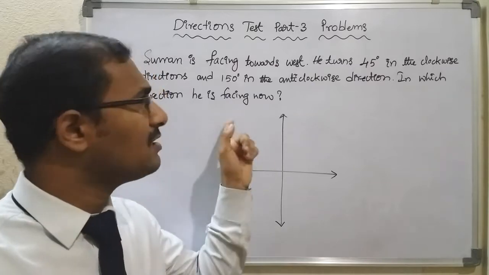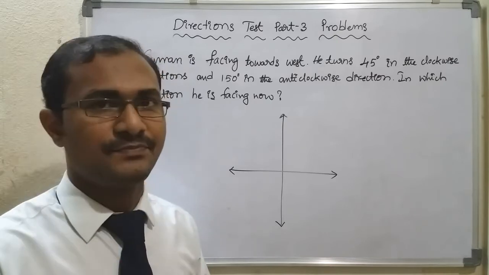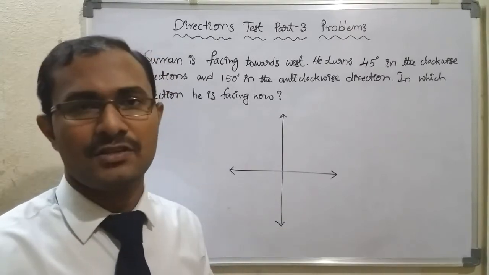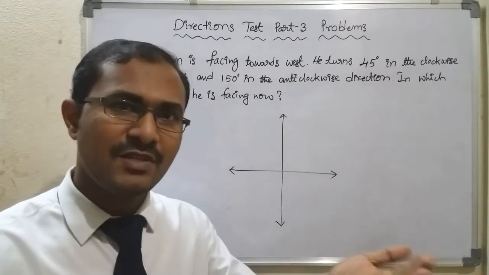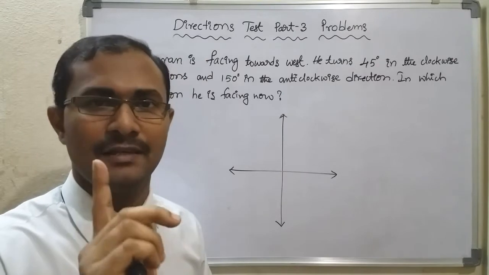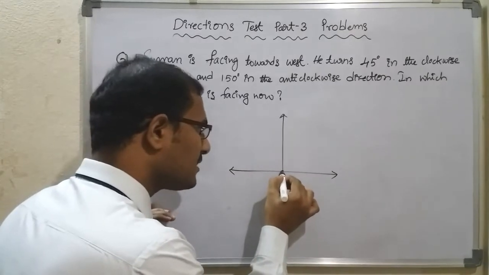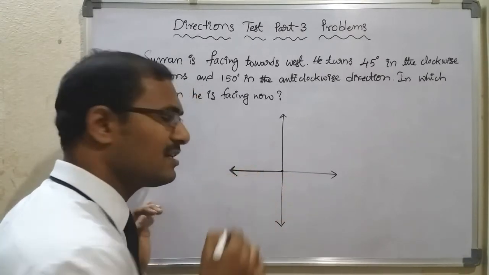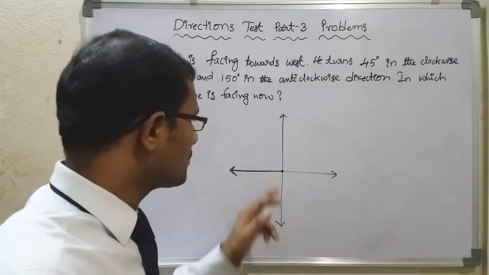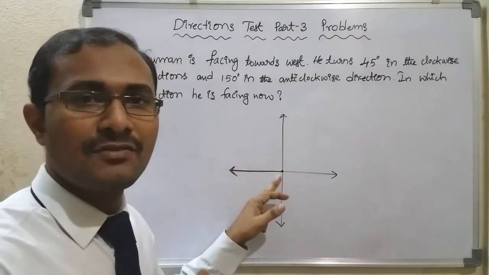West. In order to solve these types of questions you have to remember one point: the line of sight you have to consider like a line. For example, if any person is facing towards the west direction, you have to take one line towards west. If any person is facing towards the north direction, towards north you have to consider one line. So for the line of sight you have to draw one line. Now here Suman is facing towards the west direction, so I have to consider one line towards west. Simply, in place of the person we are going to replace one line. So the person is facing towards west, and that is why I have drawn a line towards the west direction.